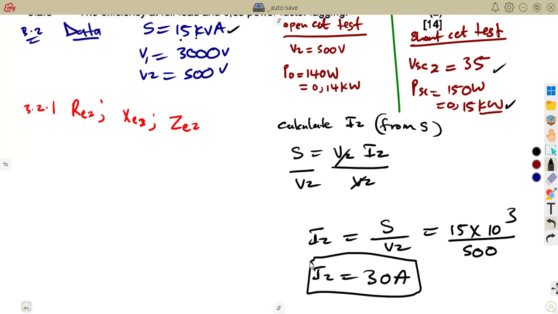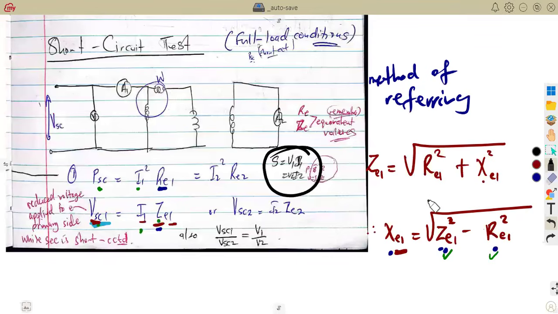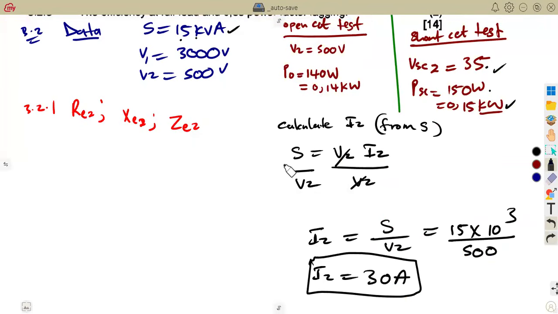So with this I2, working with the short circuit power, we can find any one of these, then find what is missing from there. Like we can see, guys, from the short circuit power, working with the secondary side. Remember, we're on the secondary side. So it's I2 squared RE2. This is the formula that we're going to use this time. There's nothing new here. So that is it, from P short circuit, I2 squared RE2.